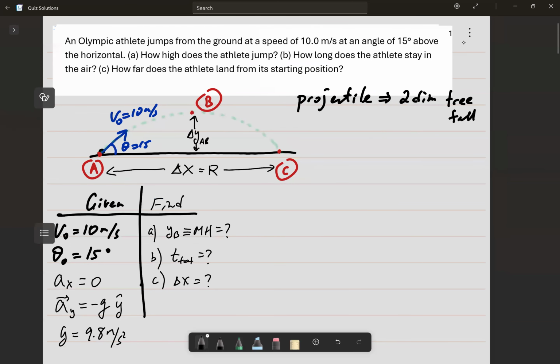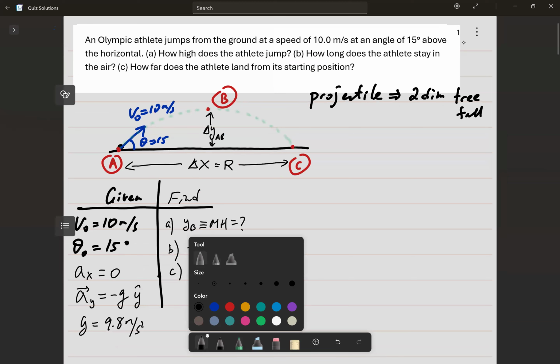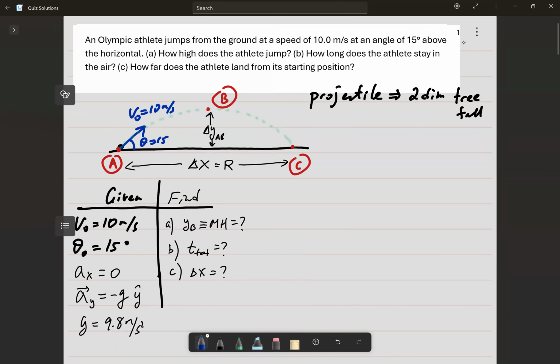So to start with, let me write down all the equations that we have for free fall. But this is a projectile, which is two-dimensional free fall. That means we have to take both the X and Y coordinate systems into account. So remember, in the X direction, we have no acceleration, which means a_x equals 0. This implies that the velocity in the X direction is constant, which means at any given time, the initial horizontal velocity, final horizontal velocity, or velocity at any given time is exactly the same. So it's constant.